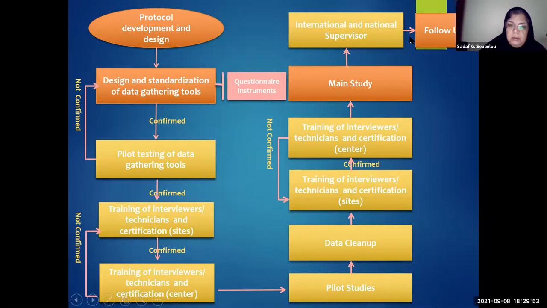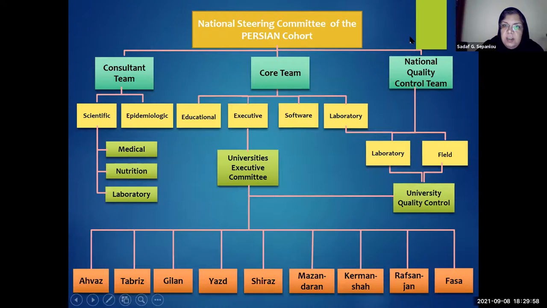Okay, this is the organizational chart of the Persian cohort. There is the core team, there is a consultant team, and there is a national quality control team. The core team has an educational subgroup, executive committee, software committee, and laboratory committee. The educational committee is in charge of training the personnel. The software committee is in charge of launching the web-based software. And the laboratory committee is in charge of setting up laboratories and all equipment required for biospecimen collection and storage. The executive committee oversees the university's executive committees in each of the sites.